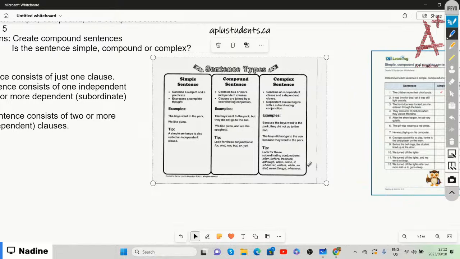And if we look at a few examples: because the boys went to the park, they did not go to the zoo. So that is but one example, and it begins with a subordinating conjunction, because.